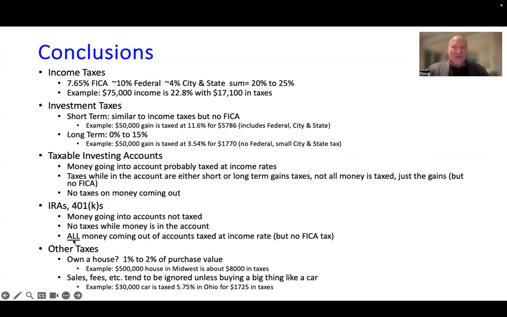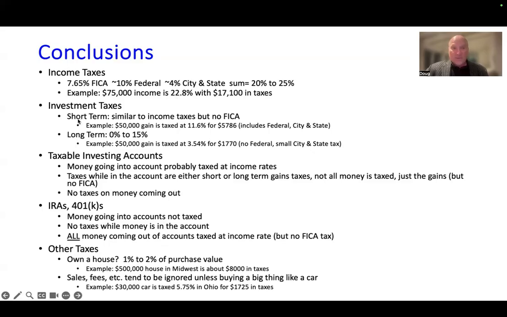I've had a lot of fun telling you about taxes, but let's wrap it up so we can get to much more interesting things. Taxes, income taxes. Already you know you're going to have 7.65% of your full income being taxed for FICA. Your federal, even after subtracting off the deduction, could be as high as around 10%. City and state combined, you're probably going to be around 4%, depending upon where you live. Sum those all up, you're around 20 to 25% in taxes, just subtracted from your income straight away. For example, somebody making 75,000, you go in the spreadsheets, you'll see that they're taxed close to 23%.